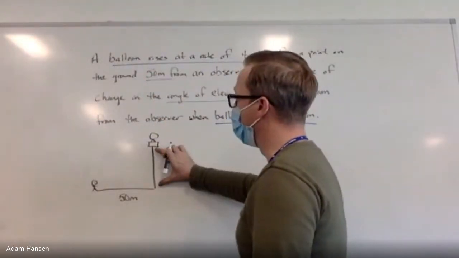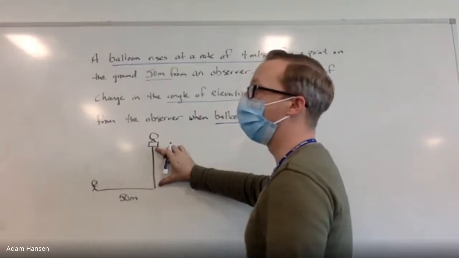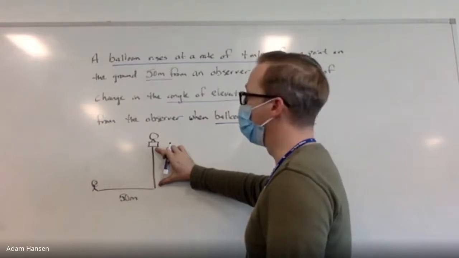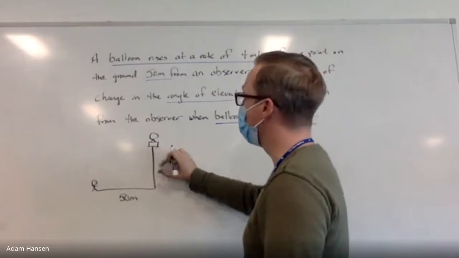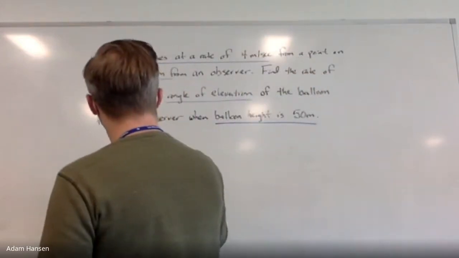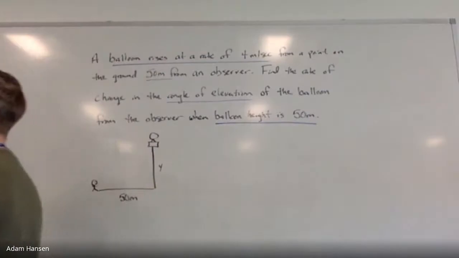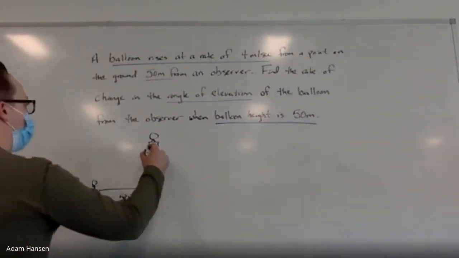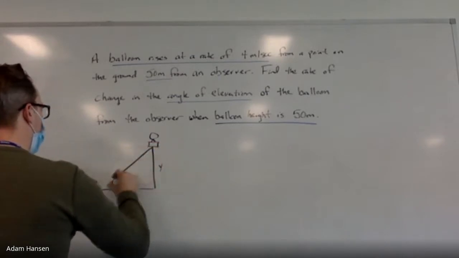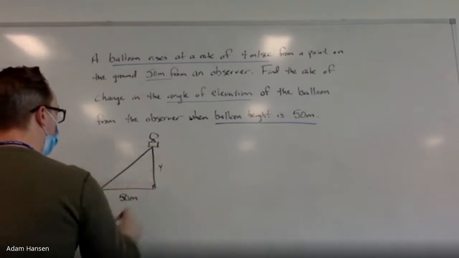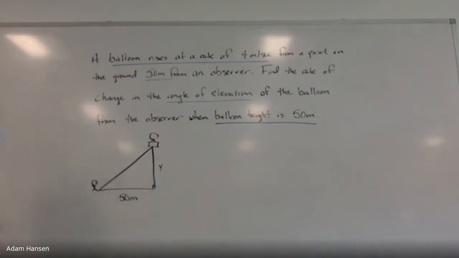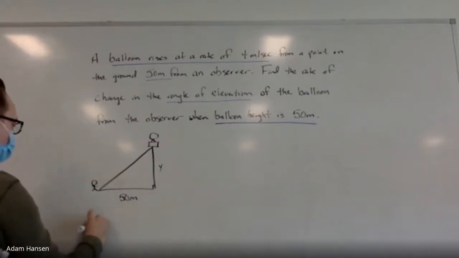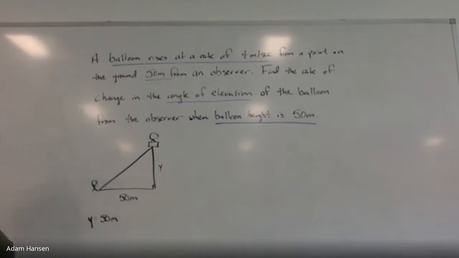Does the vertical distance that the balloon is off the ground change? Yeah, so let's label that with a variable. I'm going to call that y, for example. That vertical distance, let's call y. I'll complete the right triangle by doing that. Right now, what's the height of the balloon? 50. All right. It's going to change, but right now it's 50 meters off the ground.